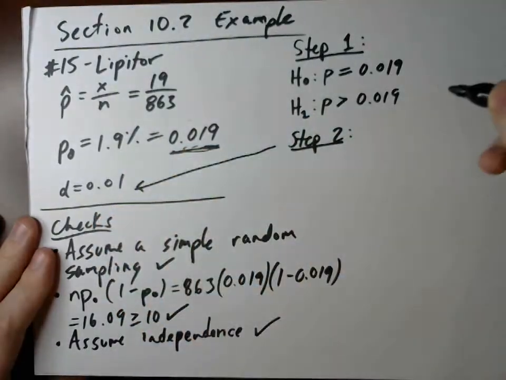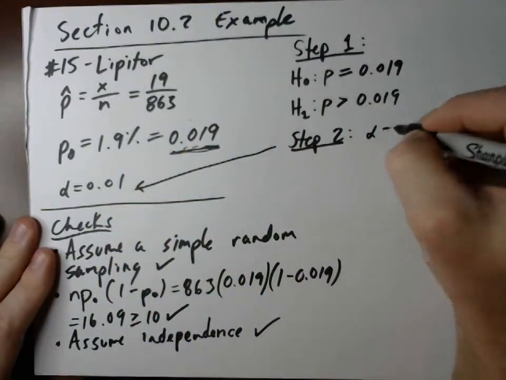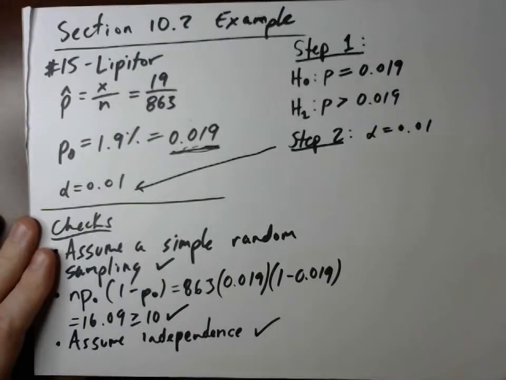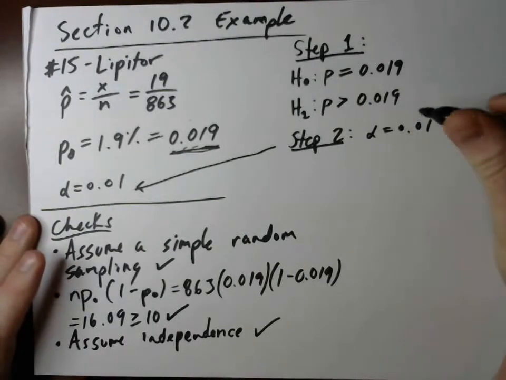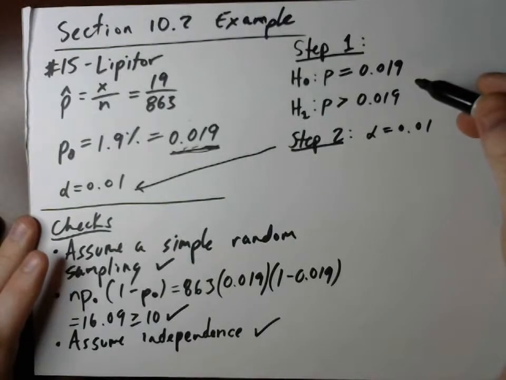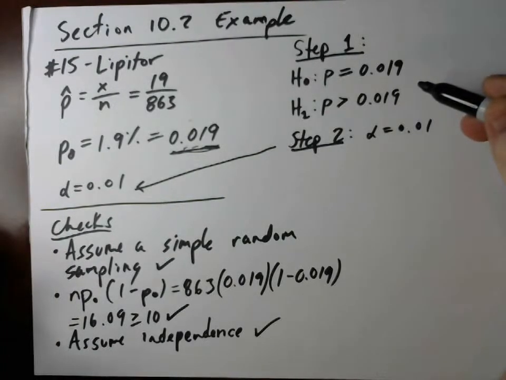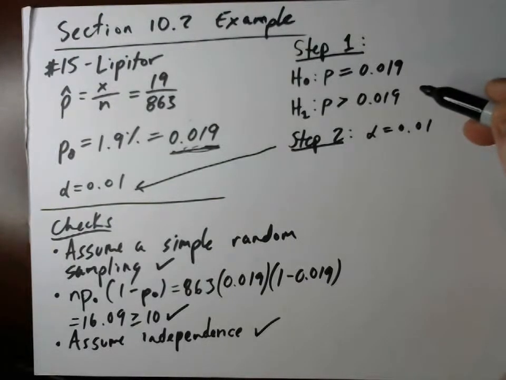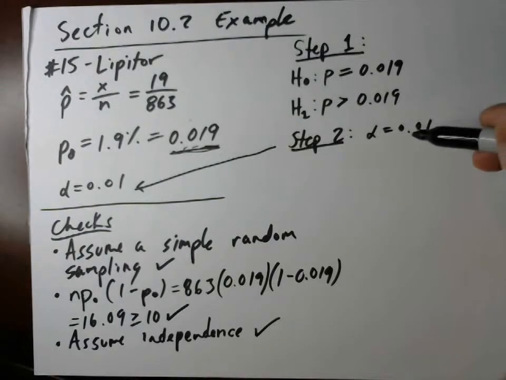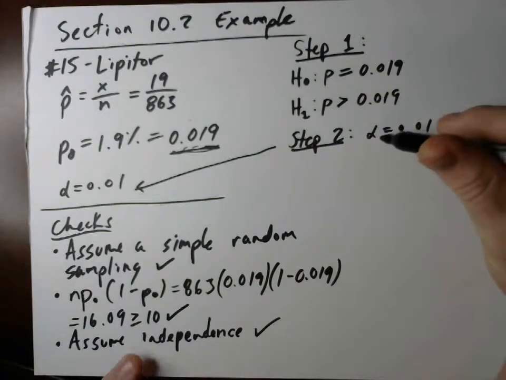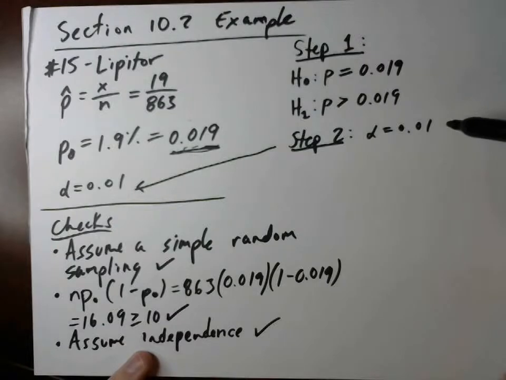Right there. There's our level of significance, alpha equals 0.01. So what we're saying here is that we're going to be testing the claim to see if there's evidence to conclude that it's more than 1.9%. But how picky are we going to be doing this hypothesis testing? Our pickiness is alpha equals 0.01.